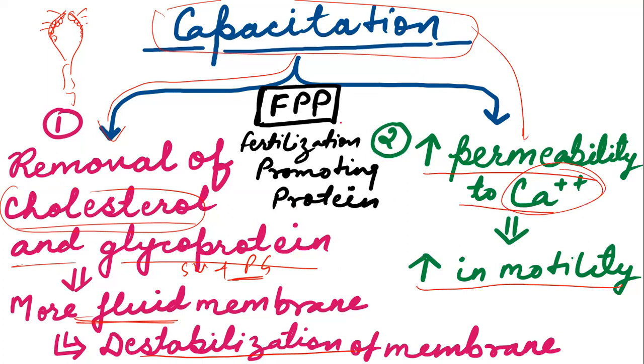And this capacitation is controlled by a protein, the fertilization promoting protein, and this protein is derived from the prostate gland. So this is about the capacitation process.